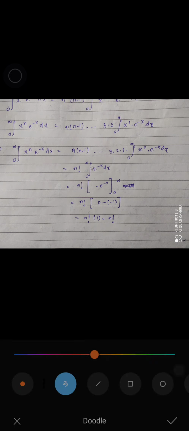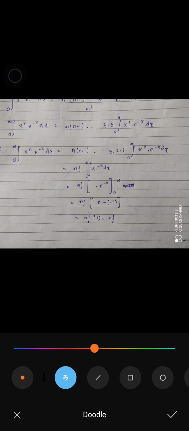It's not so hard, I can prove it once more, because the integral of e raised to the power minus x is minus e raised to the power minus x. Putting the limits infinity and 0, at infinity it is 0, and at 0 this function is minus 1, so I can write 0 minus of minus 1, which is 1. So I have proved that this integral is equal to n factorial, and hence we are done.